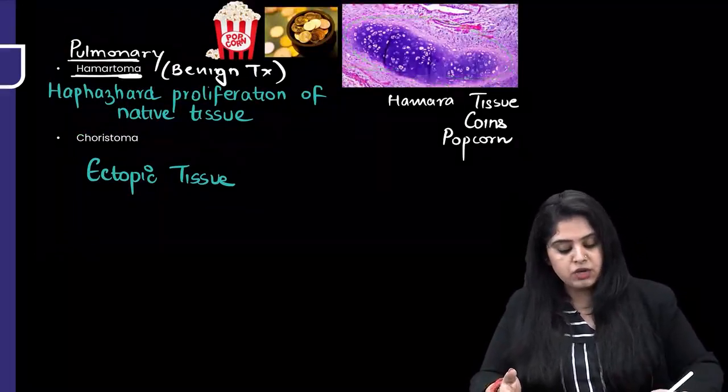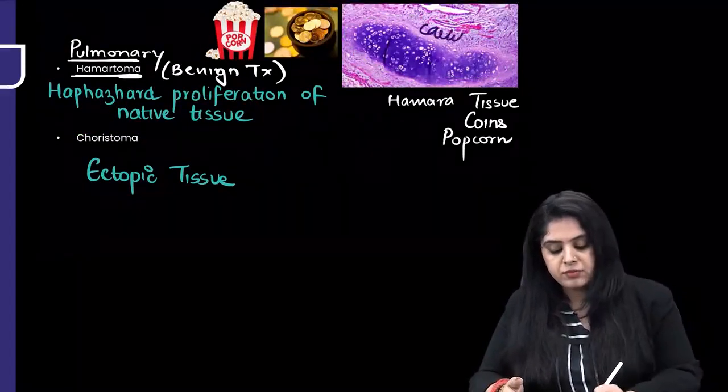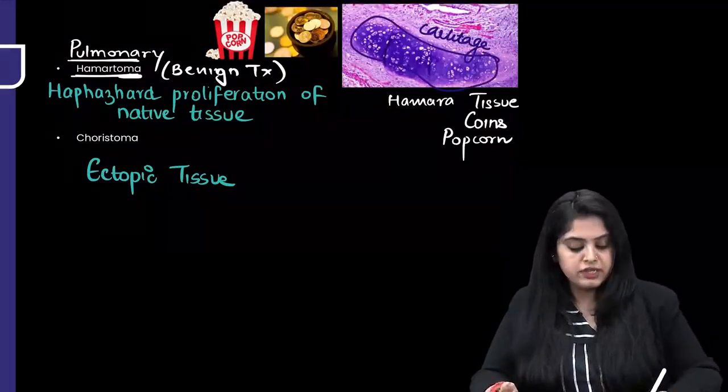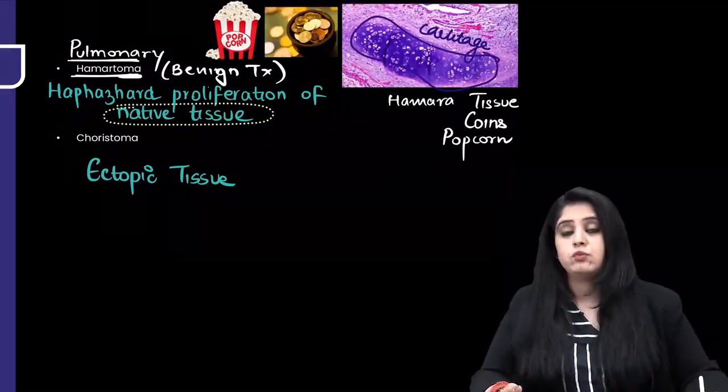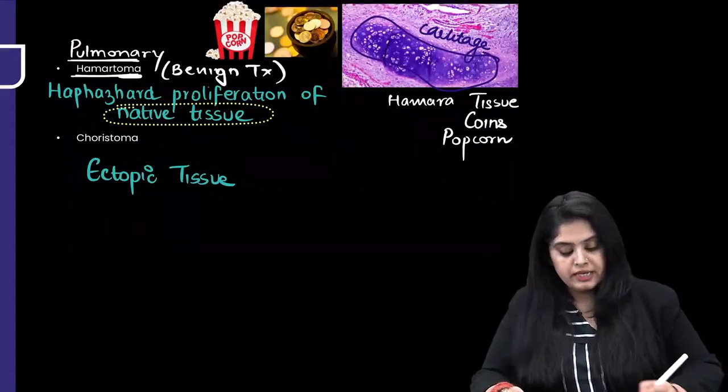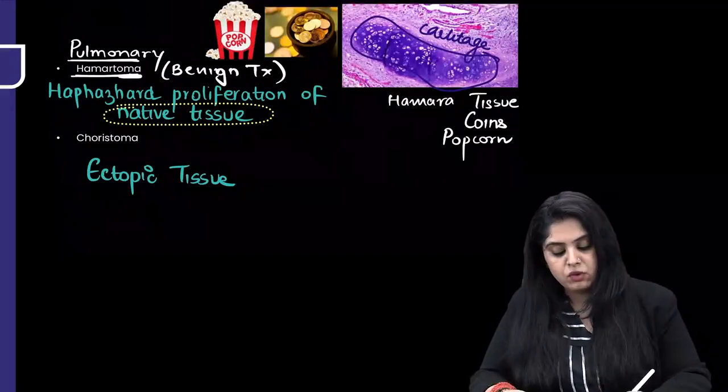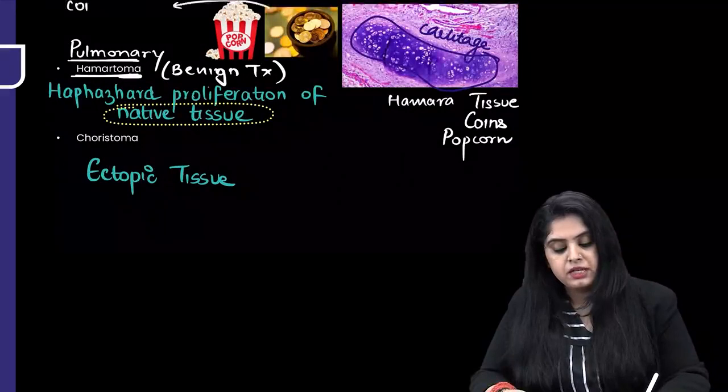Example of pulmonary tissue, cartilage. Isn't cartilage present in the lungs? Yes. So imagine this is having too much cartilage. So there you see hamara tissue. And what does it show radiologically? It shows you the very famous coin lesion. Pulmonary hamartoma radiologically shows you coin lesion.